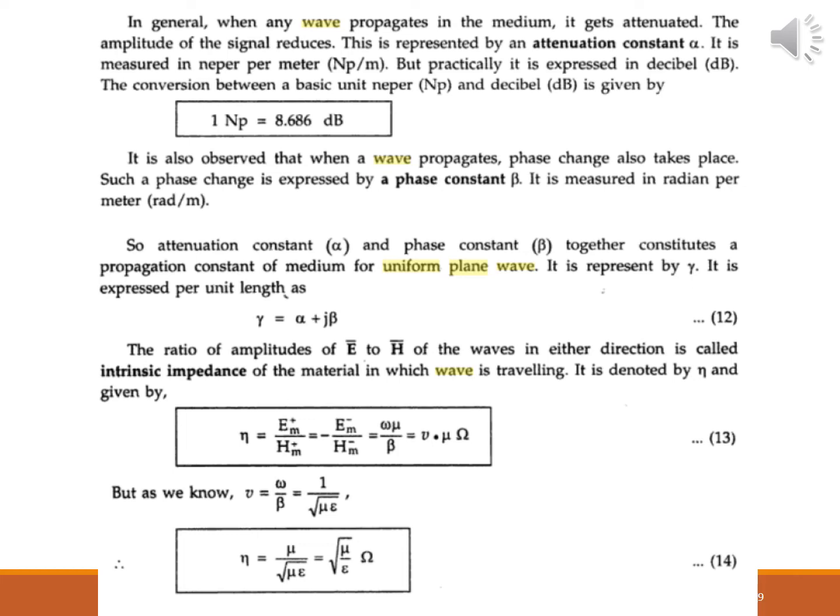Now we come to eta, the intrinsic impedance. I had mentioned this term once in the previous lecture on module 1, where we were talking about the complex Poynting vector. Eta is the intrinsic impedance of the medium or material in which the wave is traveling, and it is given by the ratio of the amplitude of E to H. It could be in either direction, since both the electric and magnetic fields have propagation in the positive and negative direction. The unit is ohms.